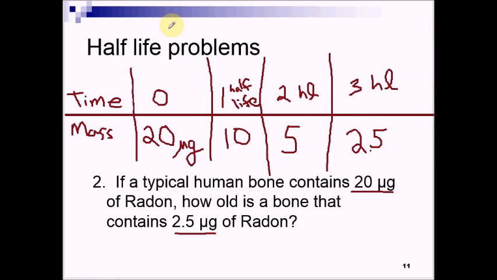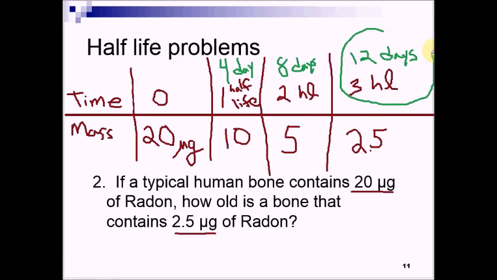If we remember the information from problem number 1, it did tell us what a half-life of radon was. It said every half-life was 4 days. So if we want to throw that into our chart, we would know that 4 days have passed when it's 10 micrograms, 8 days have passed when it's 5 micrograms, so this must be 12 days, or 3 half-lives.